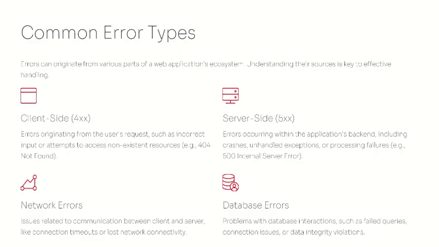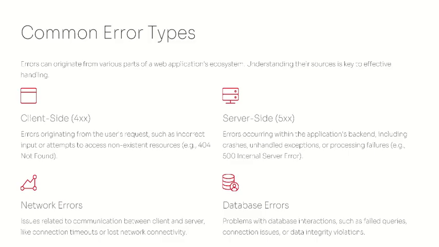Here we can see four types of errors. The first one is client side errors, the second one is server side errors, the third one is network errors, and the fourth one is database errors. There are a few main error categories we see in web applications. So we discussed earlier, it has four types. First one, let us go into the client side errors.